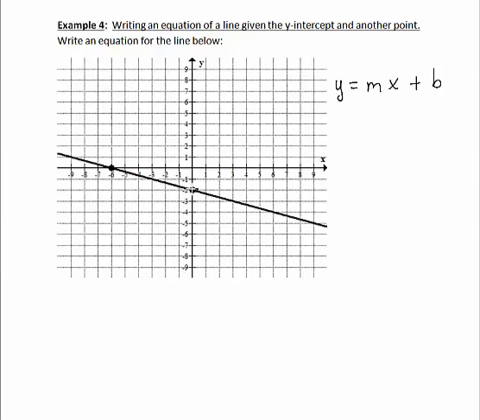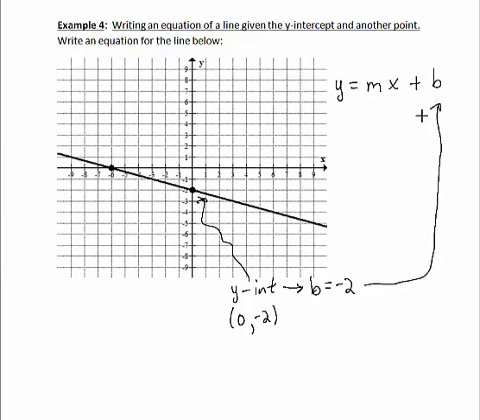Well, we are given this point on the line, and this point lies on the y-axis. And so this point is the y-intercept. And so that tells us that b equals -2. b is the y-coordinate of the y-intercept. If we were to write both coordinates for the y-intercept, that would be 0, -2. And so b is the -2, it's the y-coordinate. So we would take -2 and replace the b.